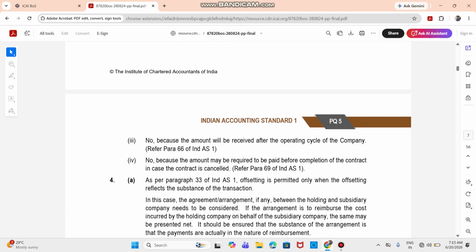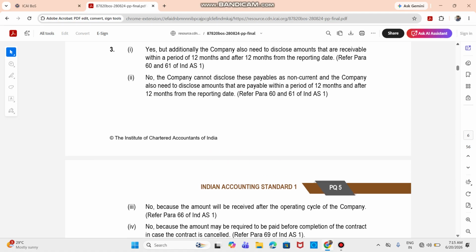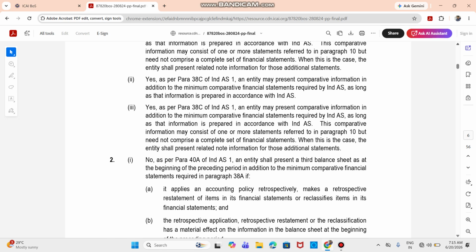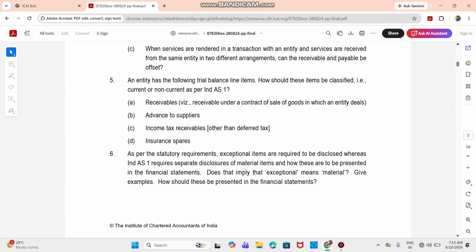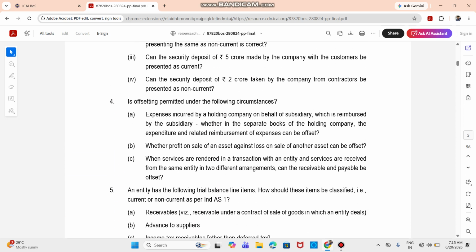Next, because the amount will be received within the operating cycle, it is not permissible. And the fourth is also not correct, because the amount may be required to be paid before completion of the contract in case the contract is cancelled. That is why you need to pay attention to every line of the problem, because even if you have not prepared this kind of question, the question itself will give you a hint on how to arrive at the answer. Moving on to the next question.